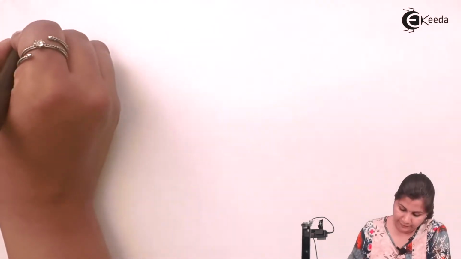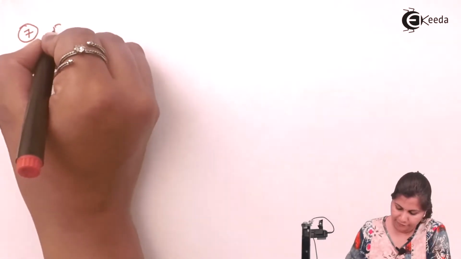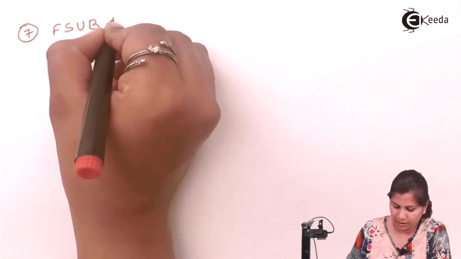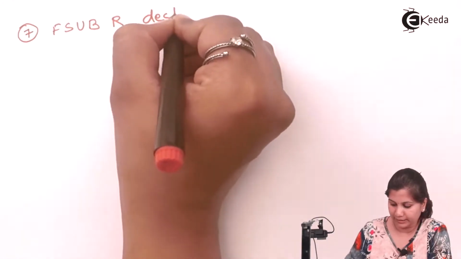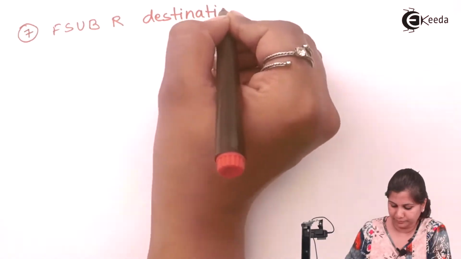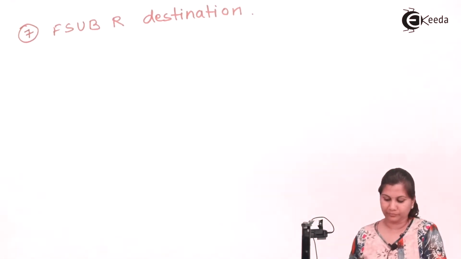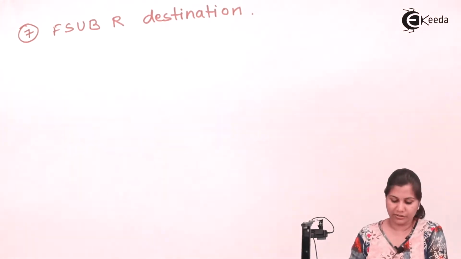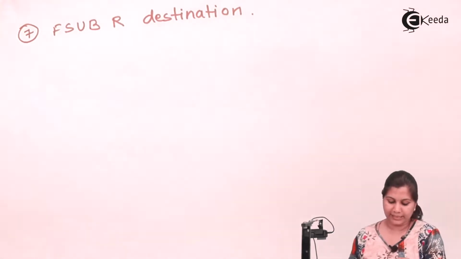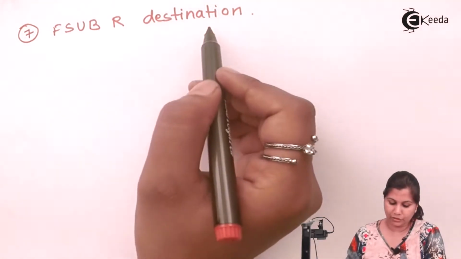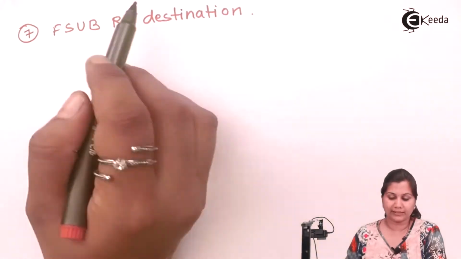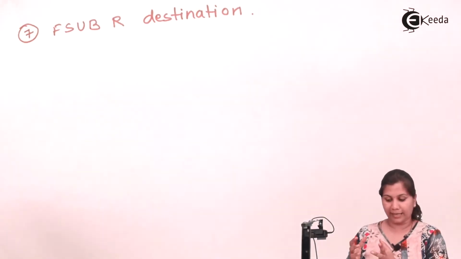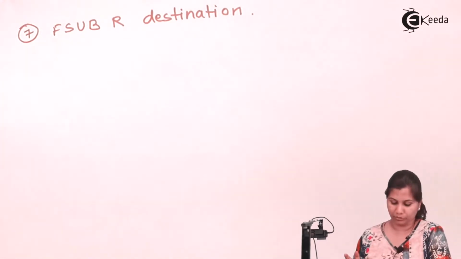Now coming back again to the subtraction instructions, we have FSUBR and then destination. Okay. So these instructions are just like the subtraction instructions which we have studied earlier, but the exception is that the contents of the specified source and the destination are calculated as the difference between them. Okay, let's see.